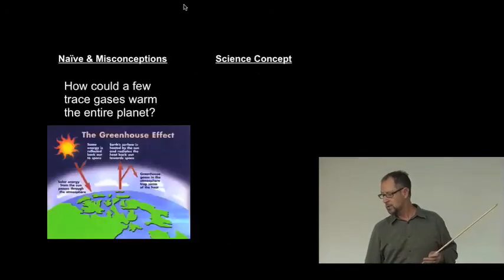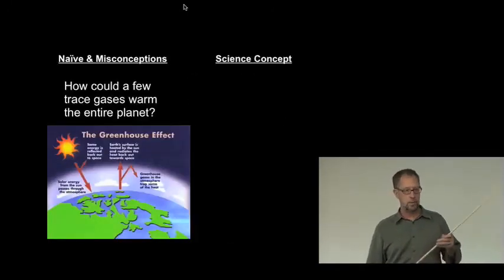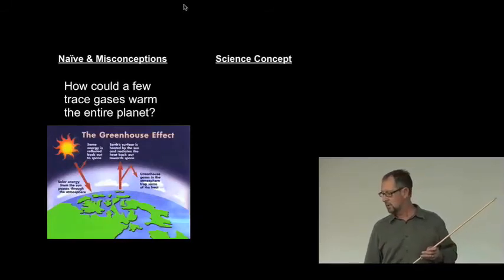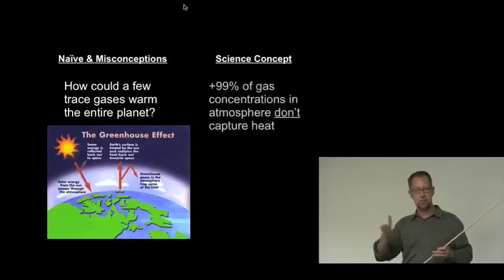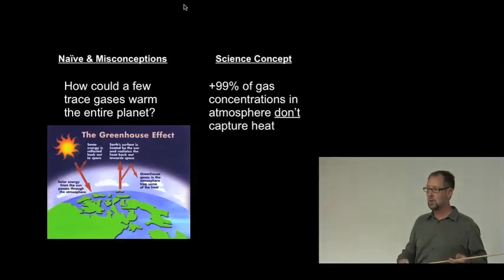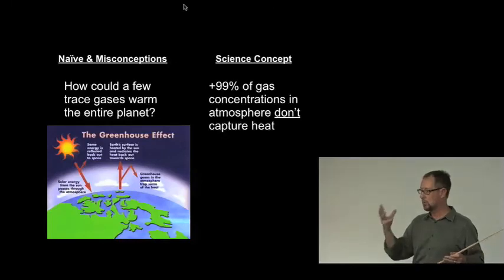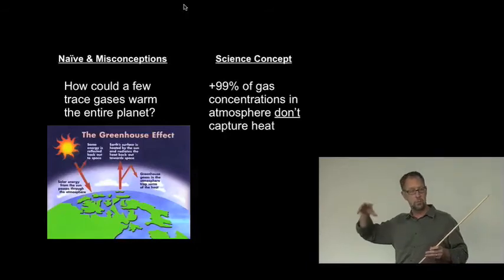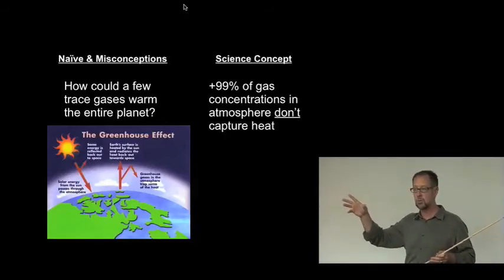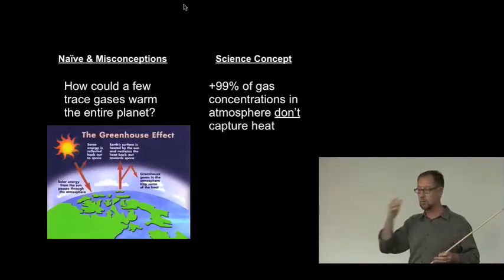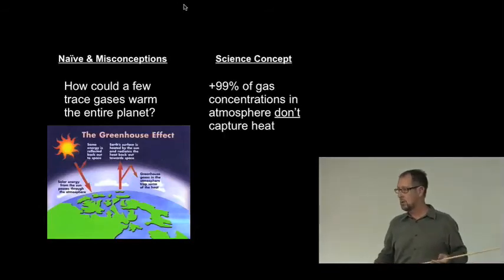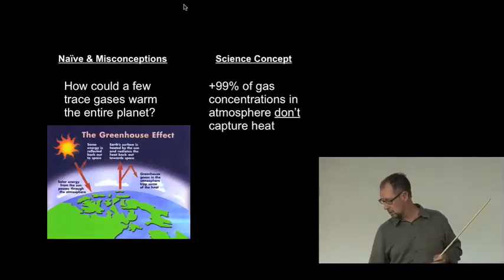How can a few trace gases warm the entire planet? 99.9% of the gases don't trap heat, but in effect you can zero them out of the equation because these other gases do absorb some of that infrared heat. And when you go from 280 to 390 parts per million of CO2, and you double methane concentrations, those do alter the equation in a substantial way.